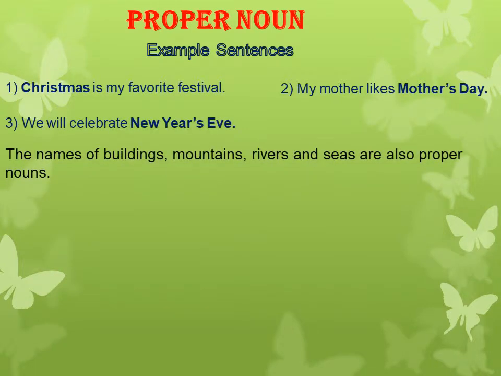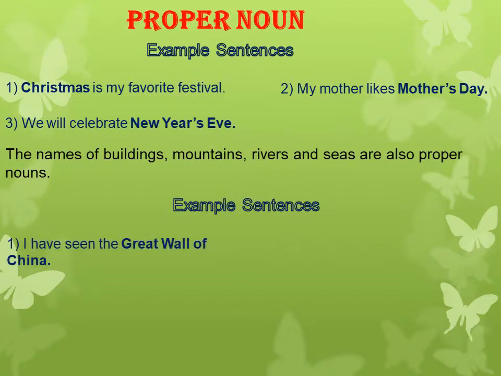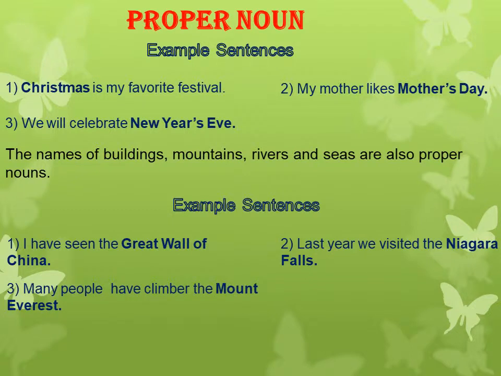The names of buildings, mountains, rivers, and seas are also proper nouns. Example sentences: 1. I have seen the Great Wall of China. 2. Last year we visited the Niagara Falls. 3. Many people have climbed the Mount Everest. 4. River Nile is very long.